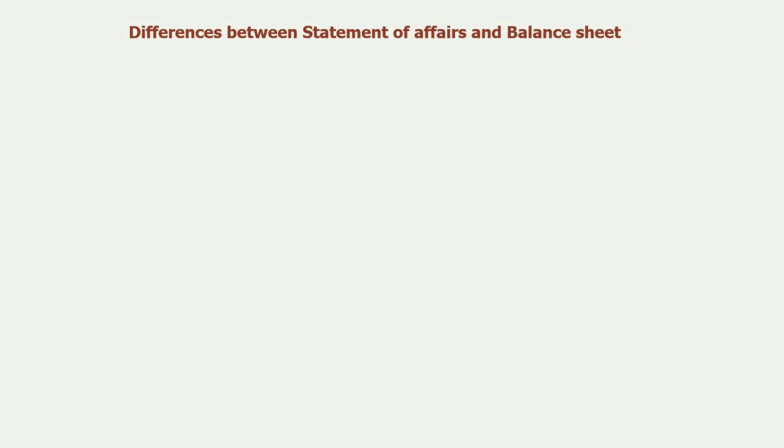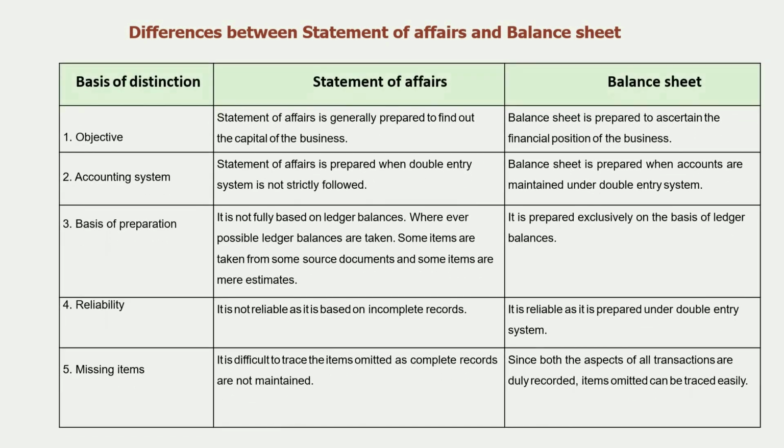Now, let us see what are the differences between statement of affairs and balance sheet. There are 5 differences between the statement of affairs and balance sheet. The first one is objective. The second, on the basis of accounting system. Third, basis of preparation. Fourth, reliability. And fifth, missing items. When you look at the objective, statement of affairs is generally prepared to find out the capital of the business. On the other hand, balance sheet is prepared to ascertain the financial position of the business.